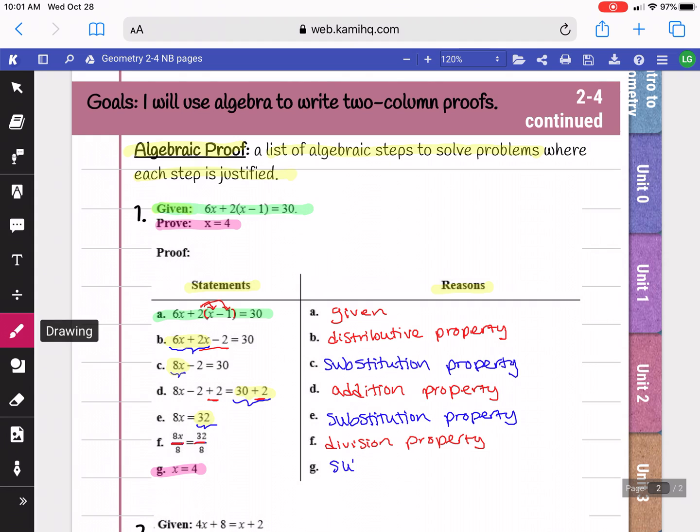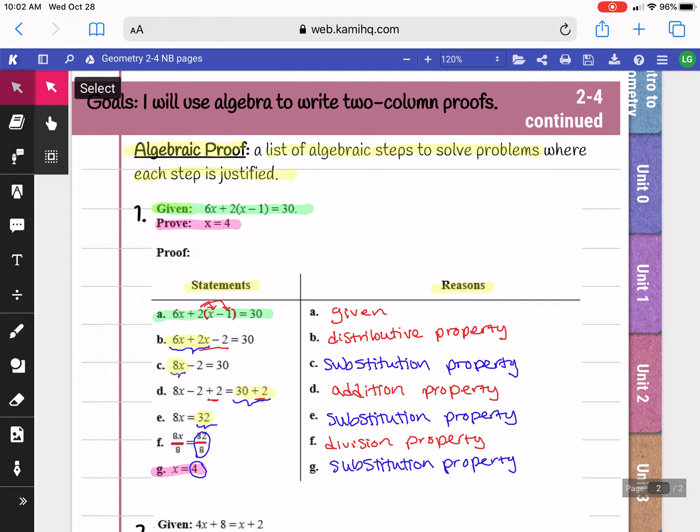So you do use the substitution property a lot. It's usually like, okay, once I add or divide, etc., whatever I get, I'm replacing it. So I'm using the substitution property. So here they're replacing 32 divided by 8 with 4. And that's why it's called substitution.